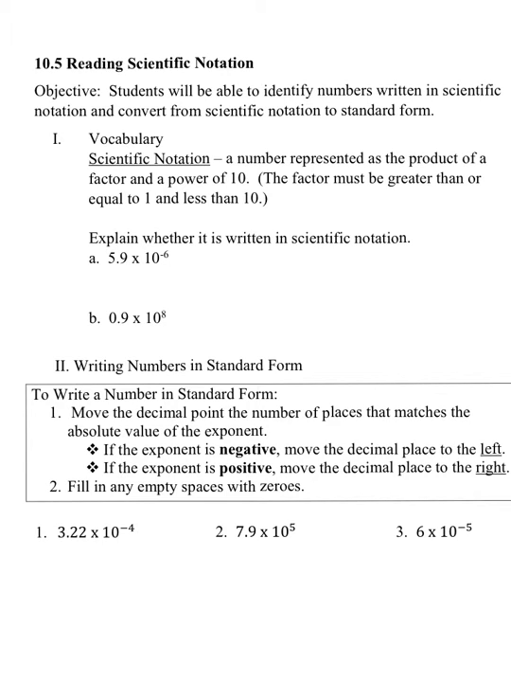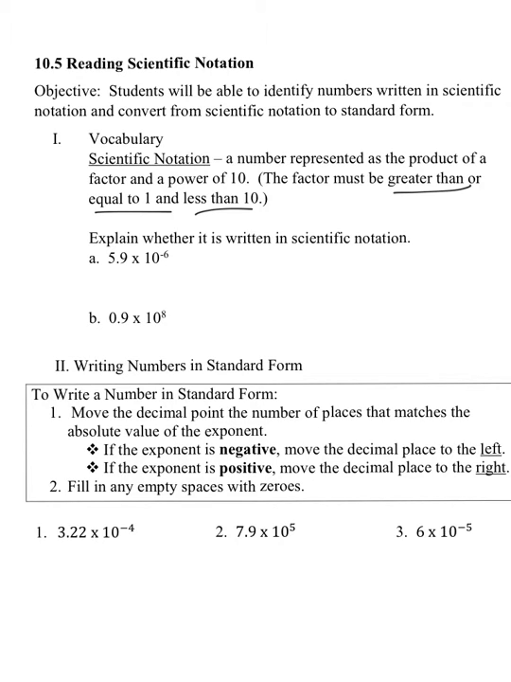Today's lesson is on scientific notation. We're going to be reading scientific notation, telling whether numbers are in scientific notation, and also writing a number in what's called standard form. Scientific notation is a number represented as the product of a factor and a power of 10. The factor must be greater than or equal to 1 and less than 10. That's the key piece to writing in scientific notation.